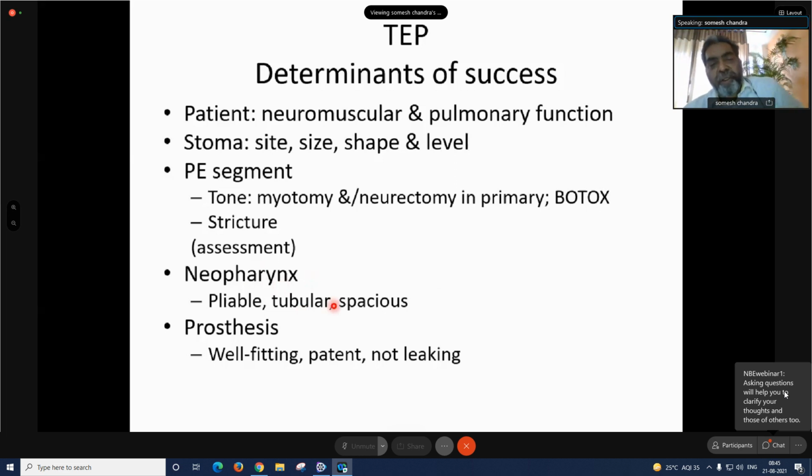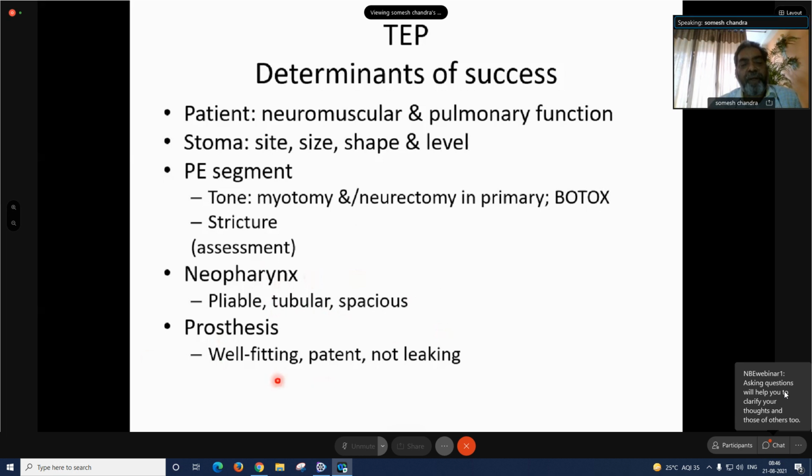say after a gastric pull-up, TEP can still be done as a secondary procedure, and the results are better if you have the tubularized stomach rather than the entire stomach. And a spacious pharynx, that's a spacious vocal tract, is important for a good amplitude and resonance of the voice. The prosthesis should be well-fitting, patent, and not leaking.